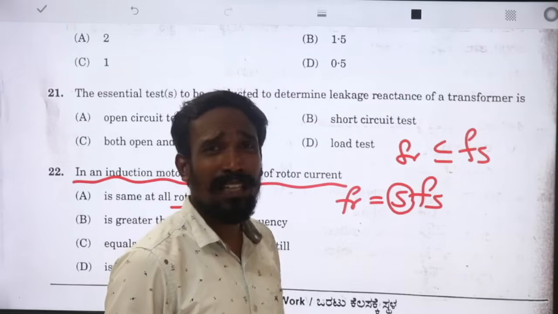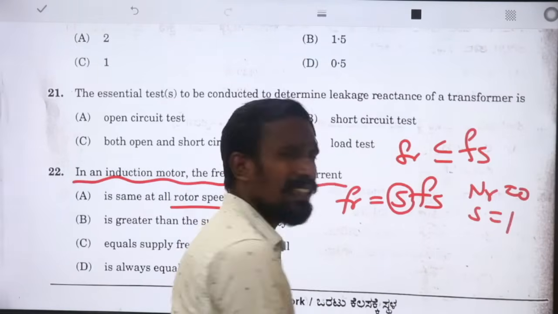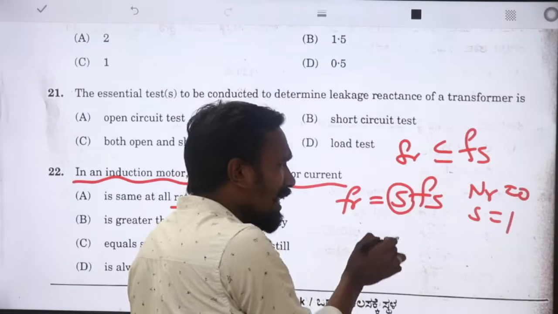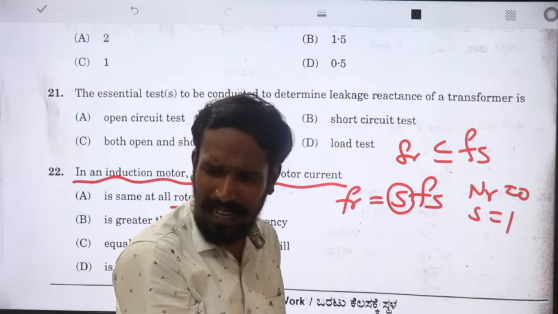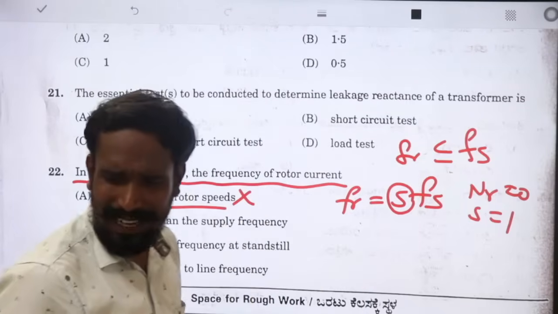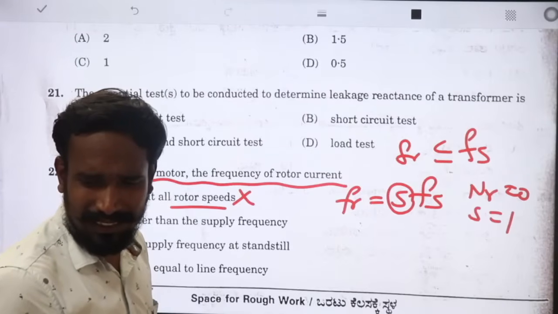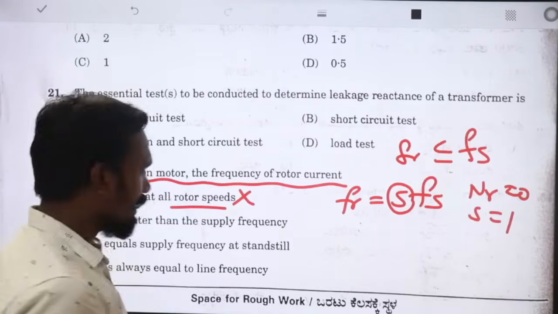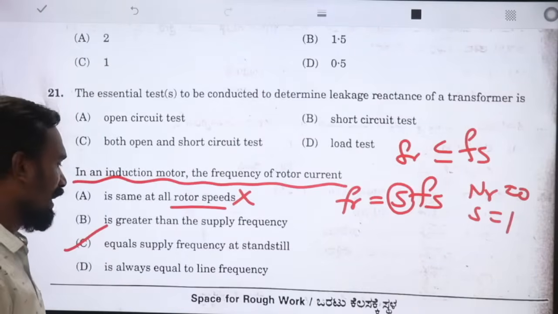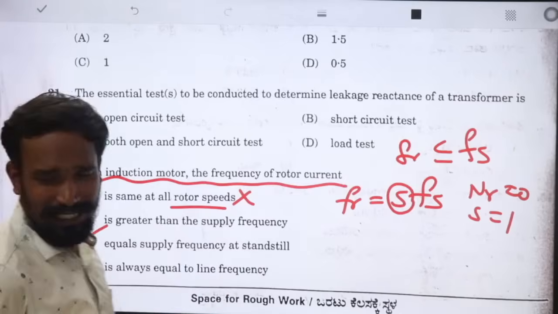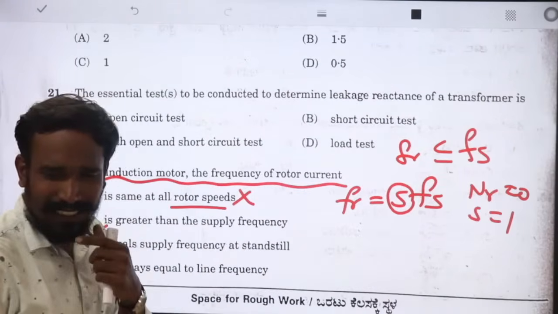When will it be equal? If NR is equal to 0, then the slip is equal to 1. When the slip is equal to 1, Fr is equal to Fs. Always equal to line frequency is also wrong. This is the correct answer.